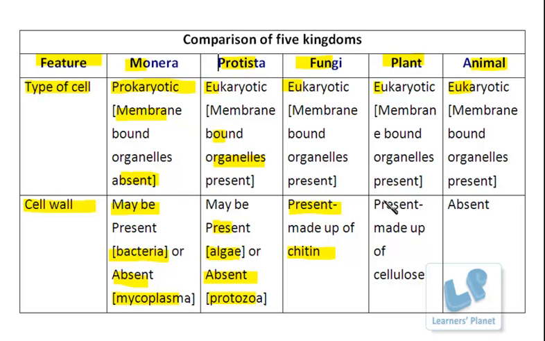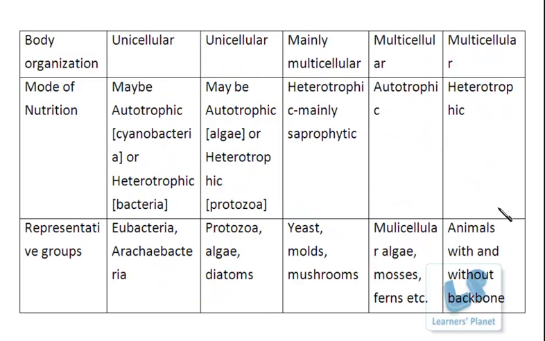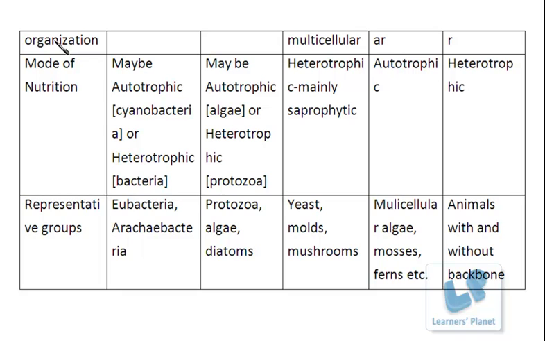In plants, the cell wall is essentially present and is made up of cellulose. In the case of animals, it is completely absent. It is never present in any of the organisms belonging to the group animal. So now the next feature is body organization.